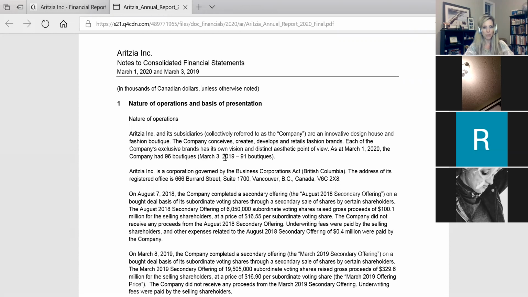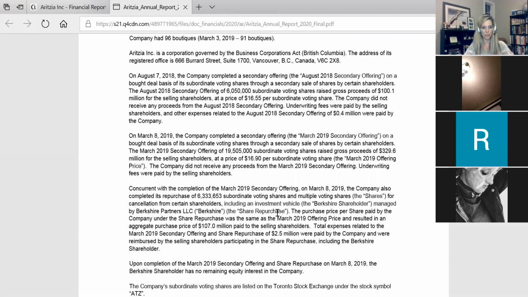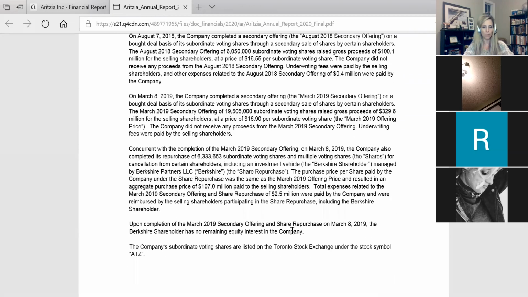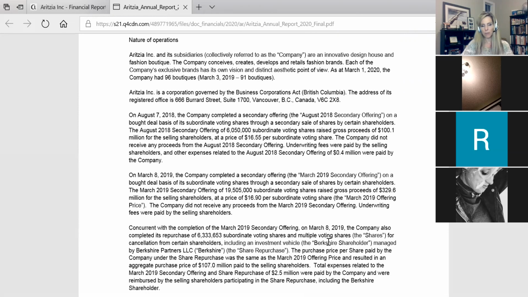They had 96 boutiques as of the end of the year. It's governed by the BC Corporations Act, where it's registered, head office, etc. And then they talk about what they've done probably in the most recent year. That's a really long note one, longer than I've ever seen before, but it also talks about the exchange that they're trading on.